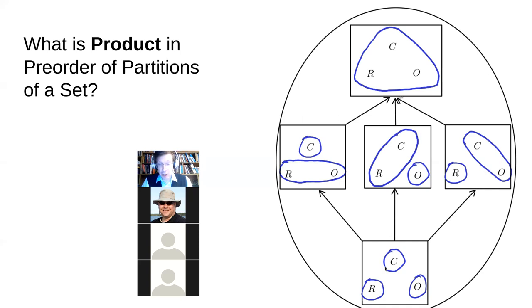I can't remember what R, C, and O stood for. I think this is like children, reproductive age, and old age. I know what it was. Yeah, that's why I chose that.